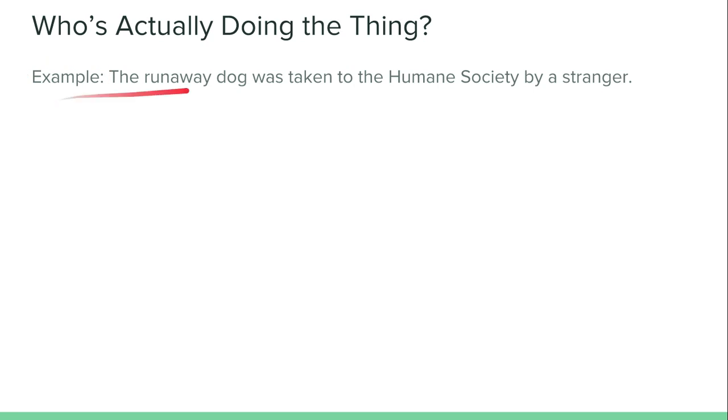Our example: the runaway dog was taken to the Humane Society by a stranger. So I'm going to look at this. The runaway dog is clearly the subject, the part before the verb, but it's not really doing anything. It was taken to the Humane Society, so it had something happen to it by a stranger. This word by is kind of a clue. Who actually did the thing? The nouns I can think of are dog, Humane Society, or stranger. Who's actually performing the action? The stranger. Way over here at the end in the predicate is the one performing an action upon the dog, taking it to the Humane Society. So a stranger would be the only thing I have to write down on my paper.